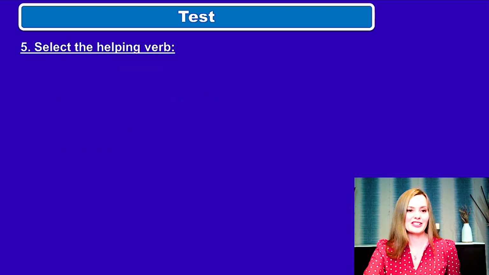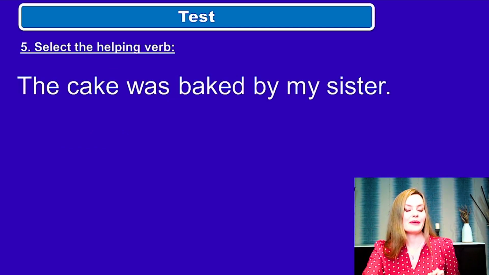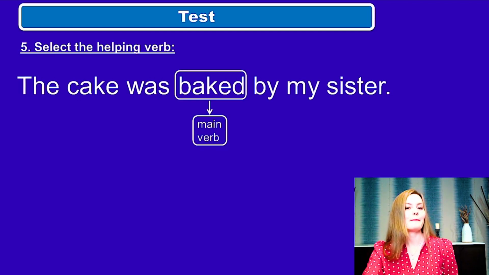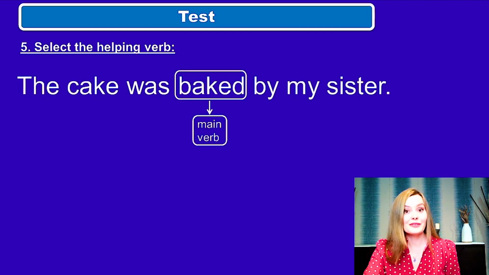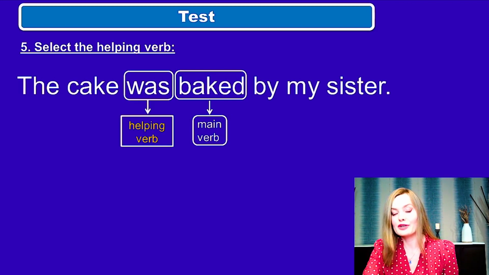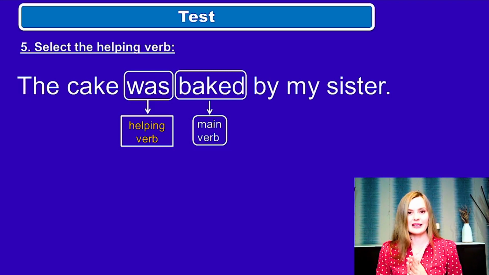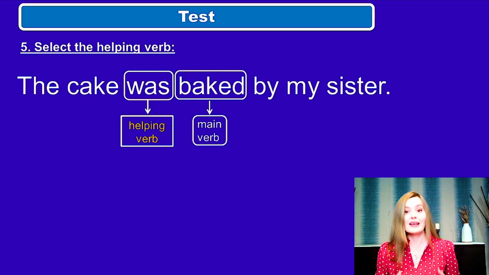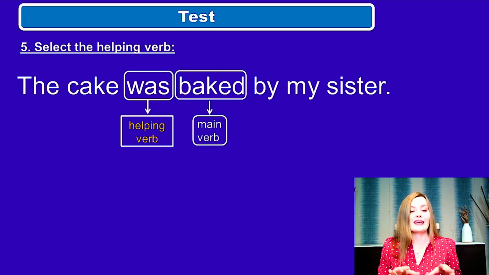And the final question. The cake was baked by my sister. So what is the main verb? Baked. And what is the helping verb then? Of course, was. Was is the helping verb. What does this verb do in this sentence? Yes, you're right. It helps us to make the passive voice. The cake was baked by my sister. Great job. I'm very proud of you today.